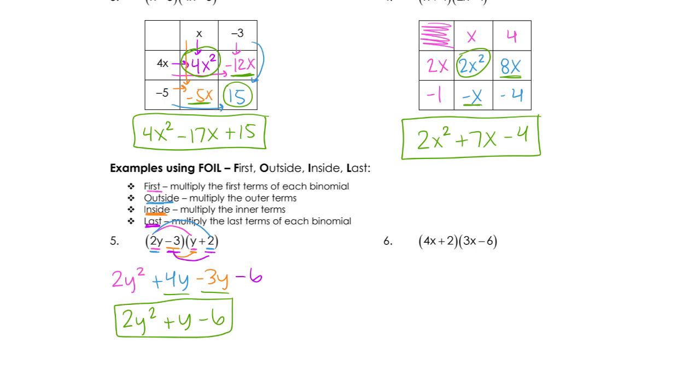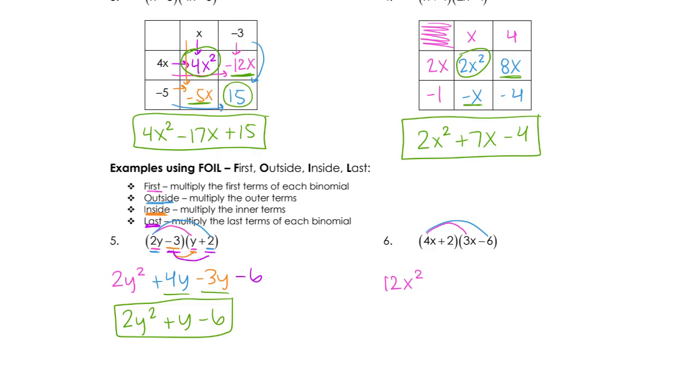And then on number 6, again, we're going to FOIL. So first would be 4x times 3x, which would give us 12x squared. Then we have outside. You'll also notice I'm drawing the rainbows as I multiply them. I do not draw them all 4 first and then try to figure out what to multiply. Drawing the rainbows is the way that you stay organized when you're doing these problems.